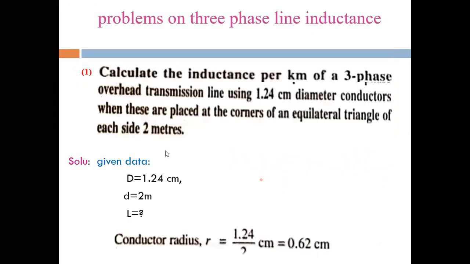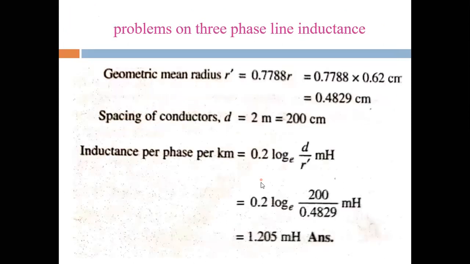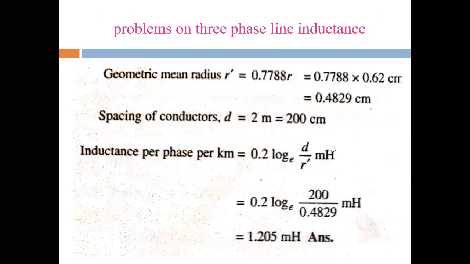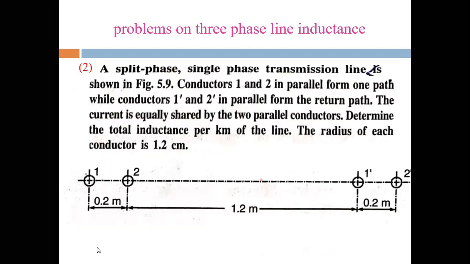This is the first method. This is also a three-phase overhead transmission line. Three conductors are there. These conductors are placed in an equilateral triangle. The formula for that inductance is 0.2 log e d by r dash. That is the first method.